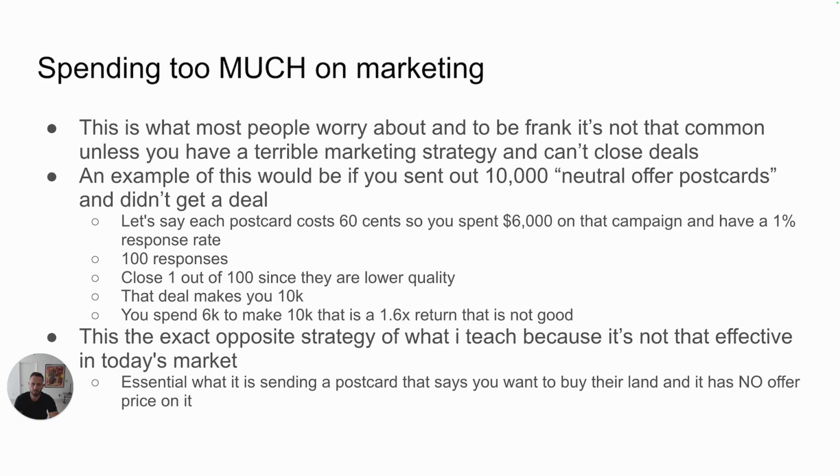Okay, well, let's say you close 1 out of every 100 since they're lower quality, which we'll talk about in a second. And let's say that one deal makes you $10,000. That'd be an average land deal as long as you're targeting the right size deals. Okay, well, you spent $6,000 to make $10,000. That's a 1.6x return. That's not a good return. Even though you're making a return, after all your other costs in business, that wouldn't be profitable, right?